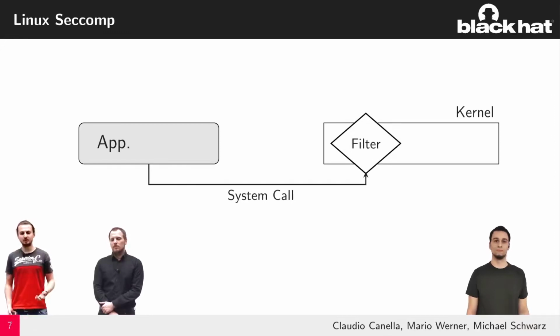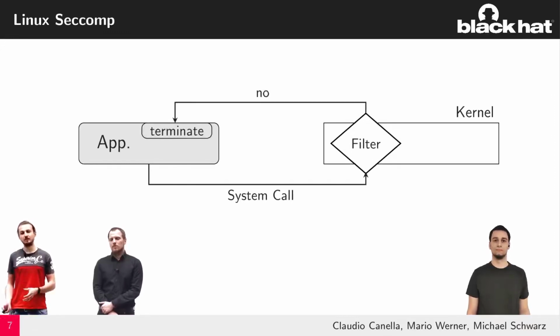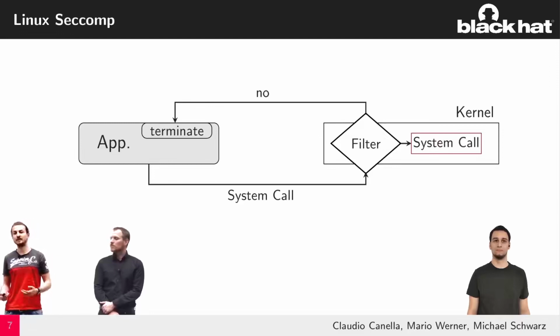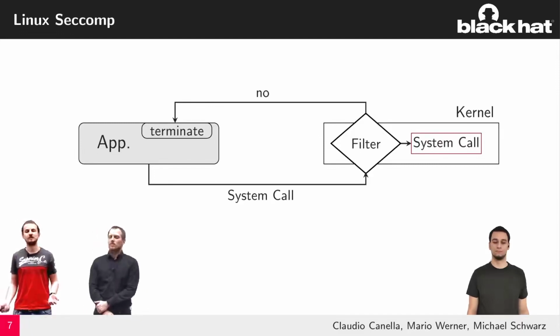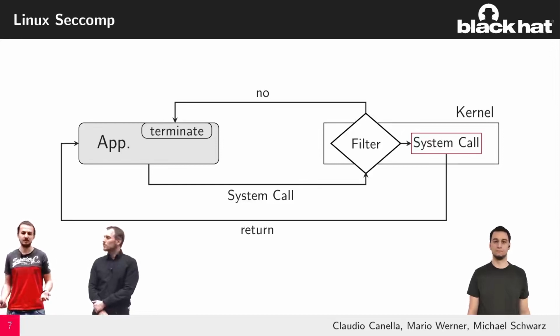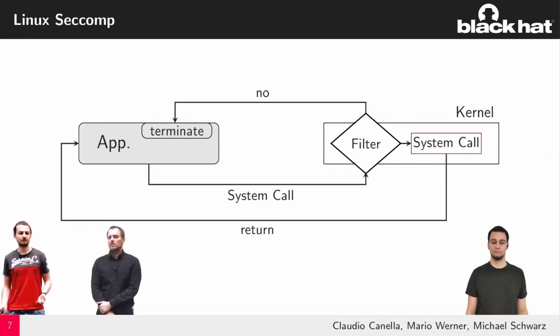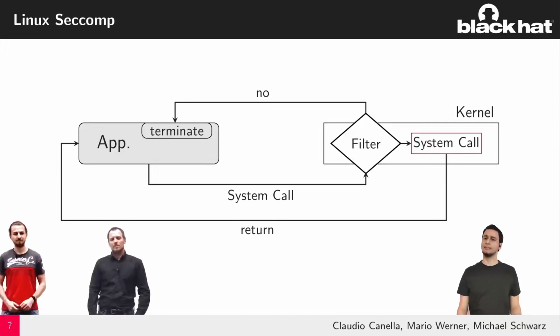After the filters have been installed, the application performs, for instance, this open system call. The operating system, the Linux kernel, checks within the filters if the system call is allowed. If it is not, it is simply going to terminate your application because it might have been exploited in some way or form. And if it's allowed, then the system call is executed, and we return.